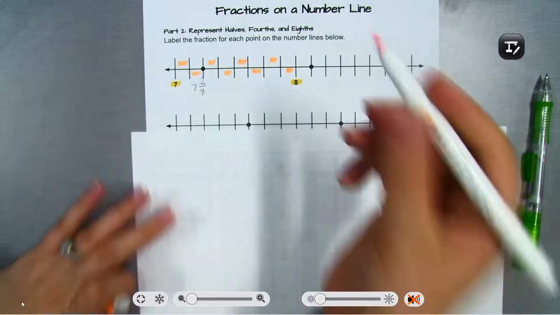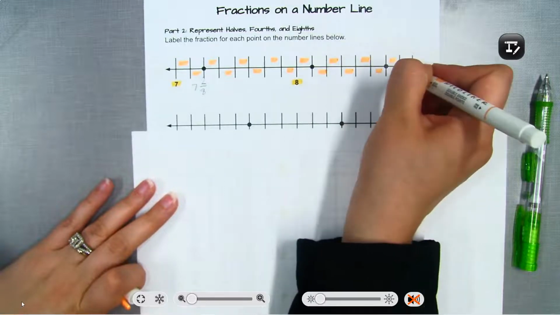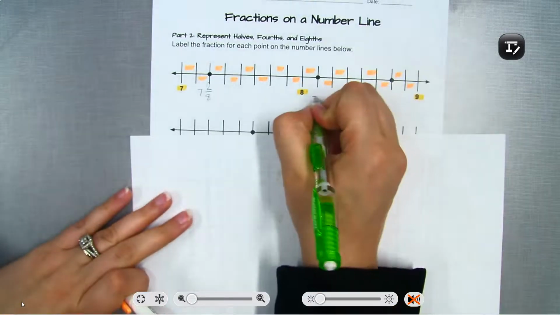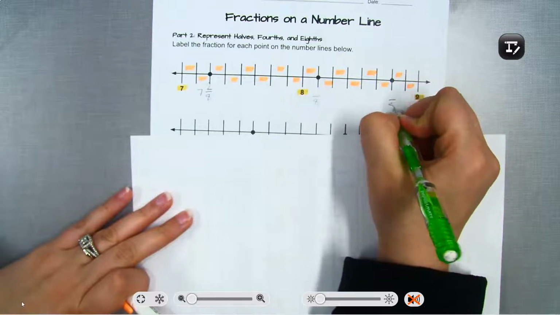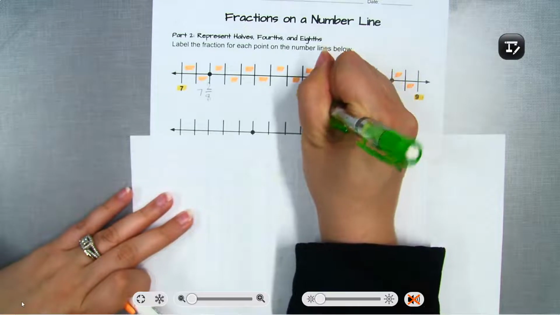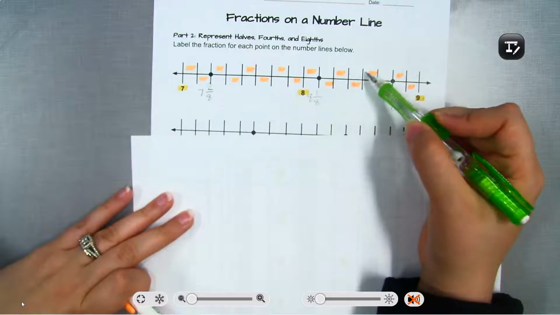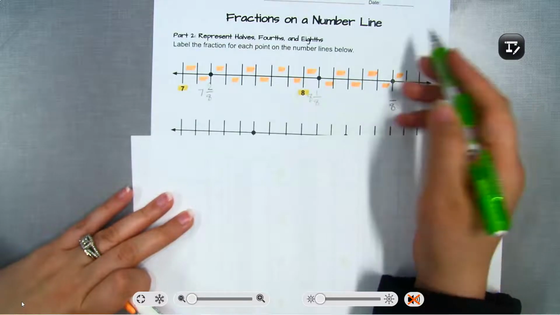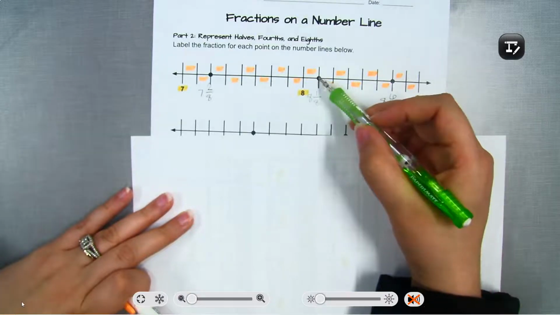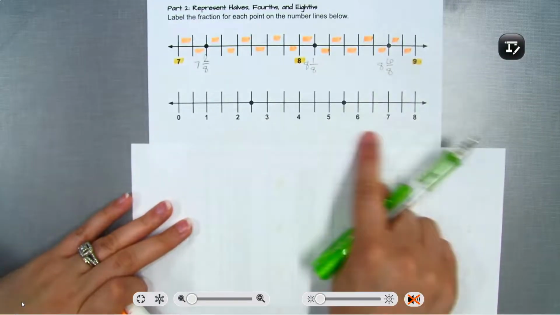So let's see what this is cut into. 1, 2, 3, 4, 5, 6, 7, 8. So my denominator for both points is going to be 8. And now I'm going to count where my point is. So 1, this is 8 1/8. This is going to be 1, 2, 3, 4, 5, 6. So that is 8 6/8. So you're going to do this one on your own.